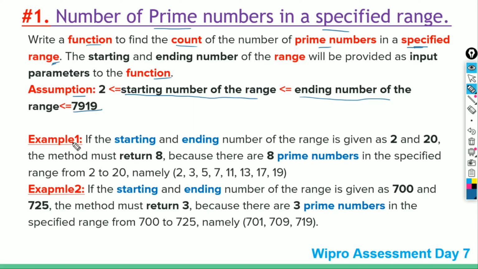Here the first example is given: if the starting and ending number of the range is given as 2 and 20, the method must return 8, because there are 8 prime numbers in the specified range from 2 to 20, namely 2, 3, 5, 7, 11, 13, 17 and 19. And the second example is given: if the starting and ending number of the range is given as 700 and 725, the method must return 3, because there are 3 prime numbers in the specified range from 700 to 725, namely 701, 709 and 719.